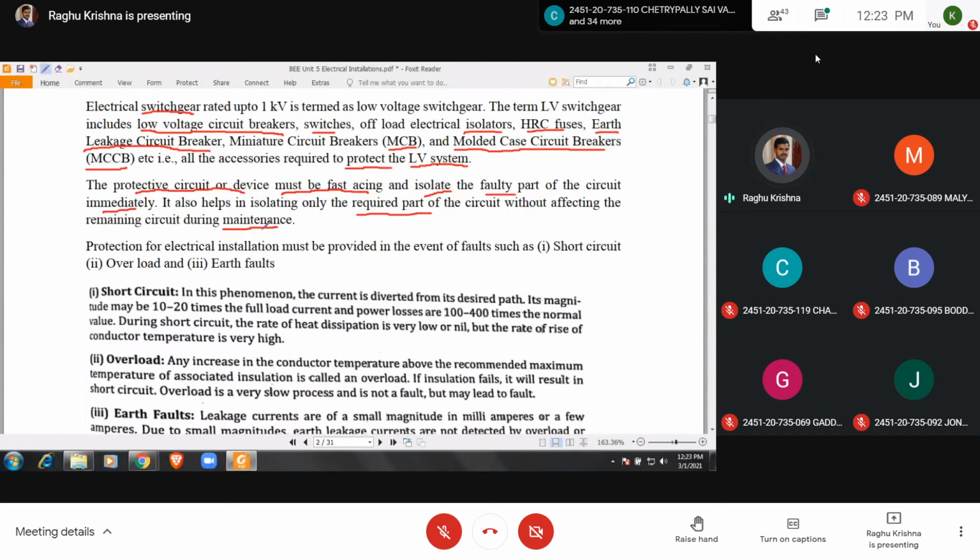So if we take a transformer, generally if you go for high voltage and you want to do maintenance for the transformer, only the transformer will be isolated and power will be supplied to other places with another parallel line. Okay, if you have two parallel lines, like that here, we have to design the switchgear in such a way that during maintenance, it has to isolate only the required part of the circuit.